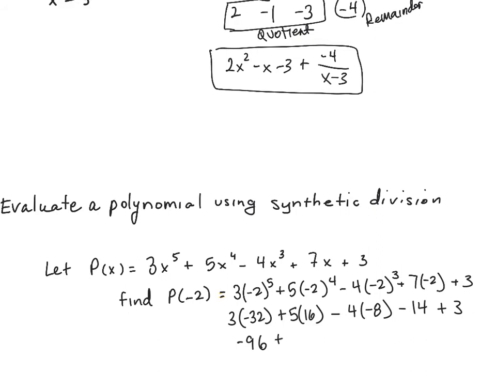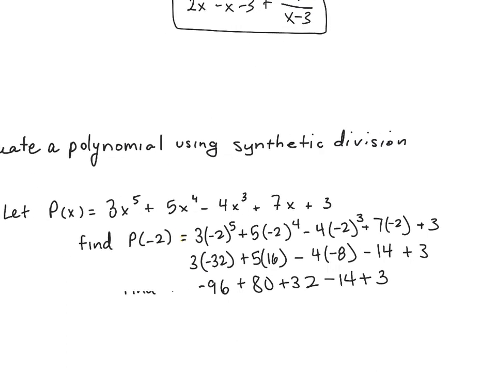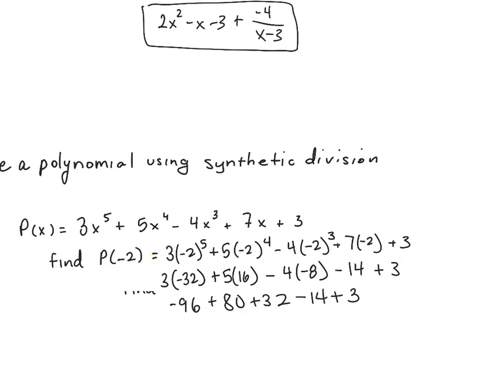Let's see, 5 times 16, that's going to be 80. And then let's see, negative 96 plus 80, negative 16 plus 32 minus 14 plus 3. So now we have 16 minus 14 plus 3. So that's 2 plus 3, which is 5. So that's what we would have done back in Chapter 2.